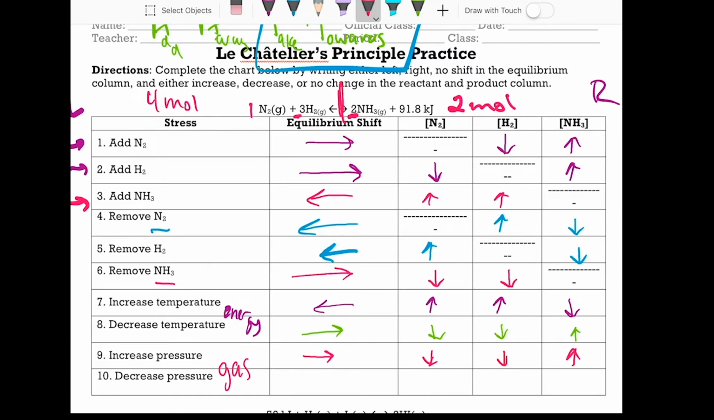Now, if you decrease pressure, you move to the side with the most moles, and that is towards the left. If you're going towards the left, you are making N2 and H2, and you're using that NH3 to do so. This just takes a lot of thinking, but it's not bad at all once you take the time to think.